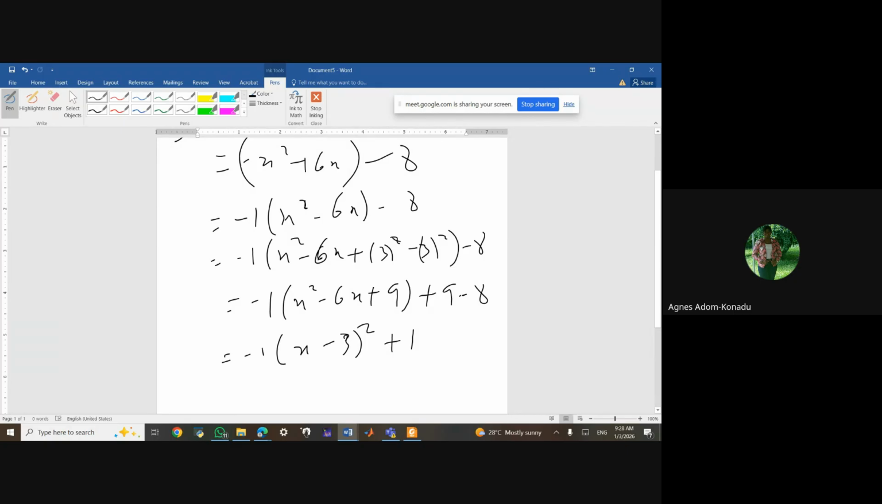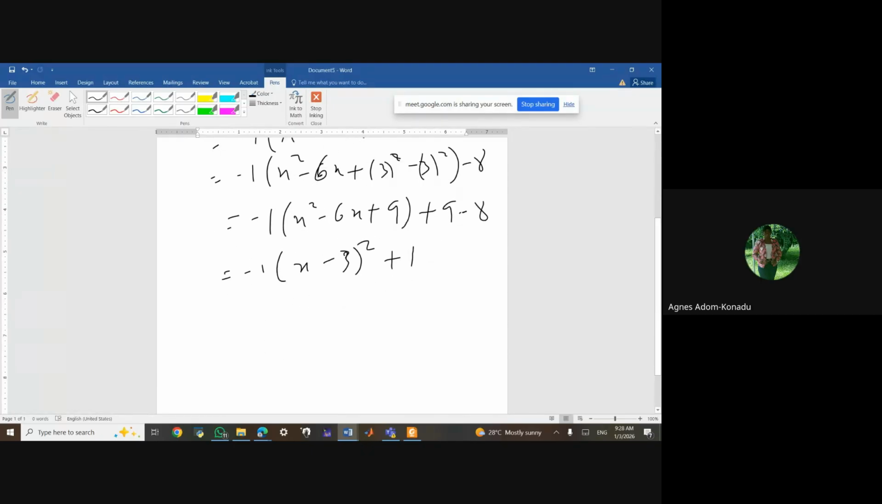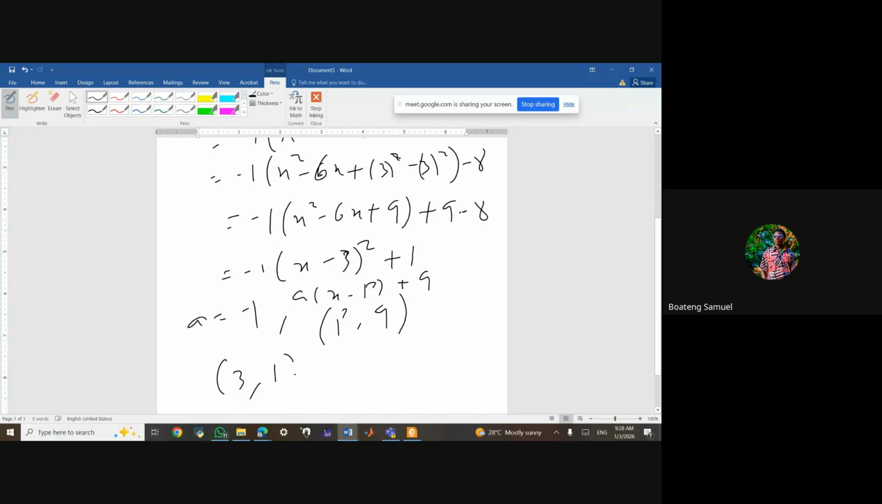Are you okay? Yes, madam. So here my a is minus 1. Then getting the p comma q, comparing it with a into x minus p all squared plus q. So my p is 3, and then my q is 1.